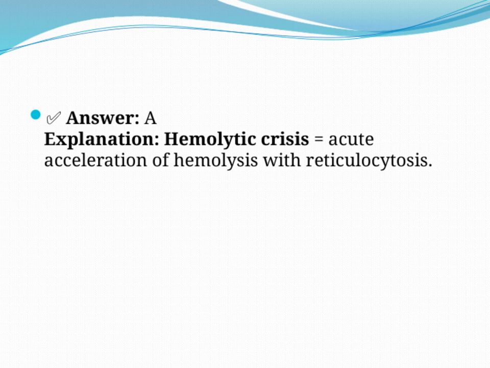This concept ties into our broader discussion of hemolytic anemias, where understanding the dynamics of red blood cell destruction and production is crucial for diagnosis and management. So, in summary, a hemolytic crisis is characterized by a sudden spike in hemolysis, accompanied by reticulocytosis, signaling the bone marrow's response to the increased demand for new red blood cells.